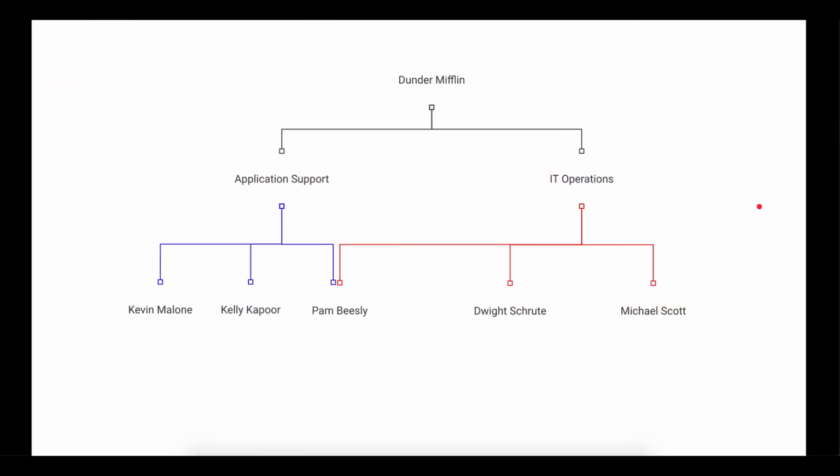Let's take a look at the basic tenant structure within Zenduty. Over here, we have an example of an account or a tenant called Dunder Mifflin. Within this tenant, you have two teams. That's the application support team and the IT operations team.